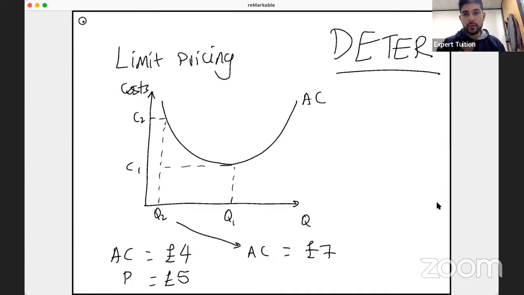Evaluation. I will clarify, by the way, what predatory pricing is in a second, for those of you that have asked. Predatory pricing, sorry, one second.